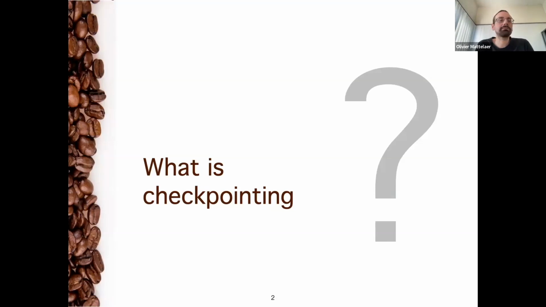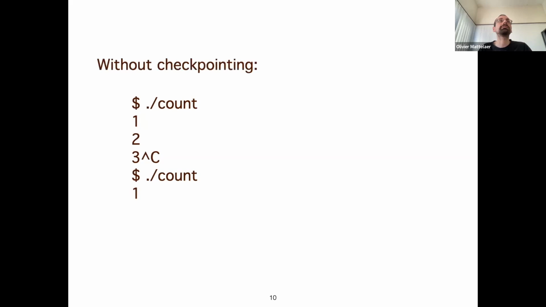So let's take a simple example, and we'll actually use this example during the full talk. It's just a program that counts. So of course, the program does 1, 2, 3, and so on. And at that point, I'm killing the program with Control-C. And of course, if I'm restarting the program, the normal behavior is that this program just continues from scratch. So it continues counting from the beginning. If there's nothing special, it will restart from 1.